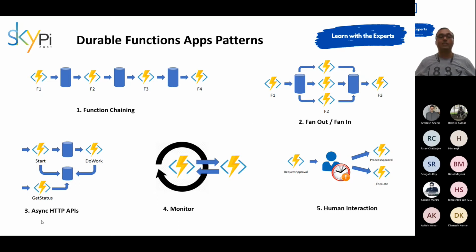Then you have something called async HTTP APIs. So you can make a durable function an asynchronous HTTP API as well. There are some scenarios wherein when we make an HTTP call to an API or an Azure function, it is quite possible that the time it takes to process that entire thing and return a response may be quite long. And usually, if the processing takes quite a long time, your client, which is waiting for the response, gets timed out and the connection breaks.